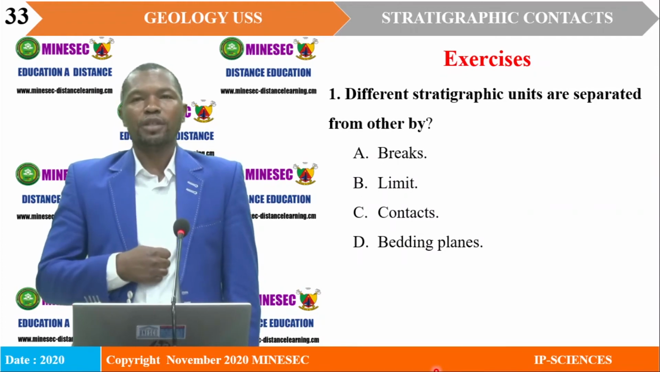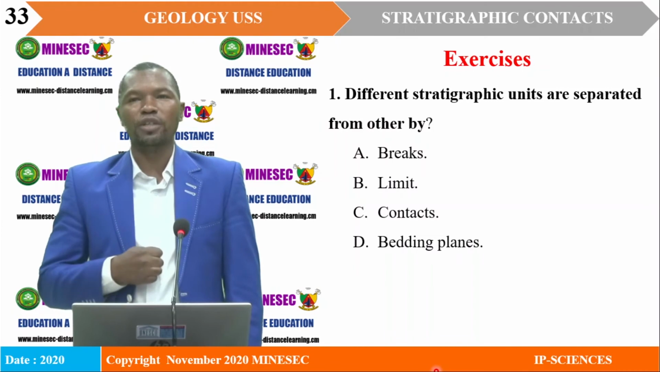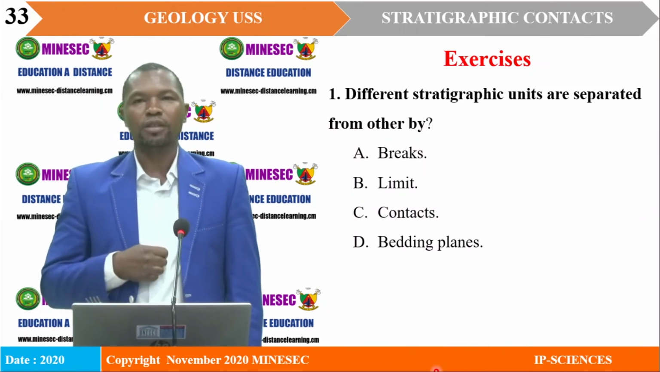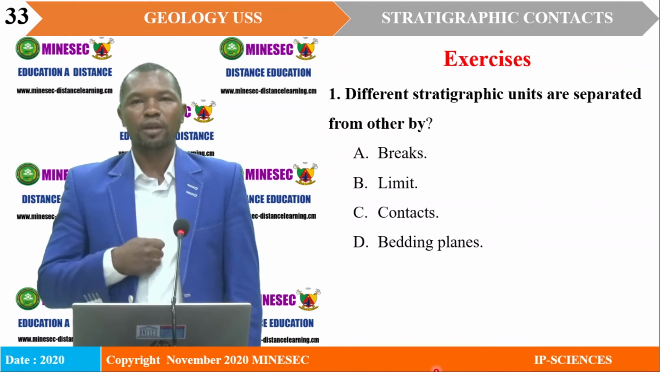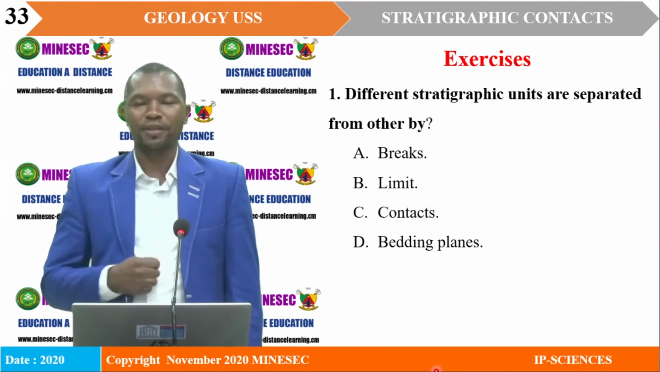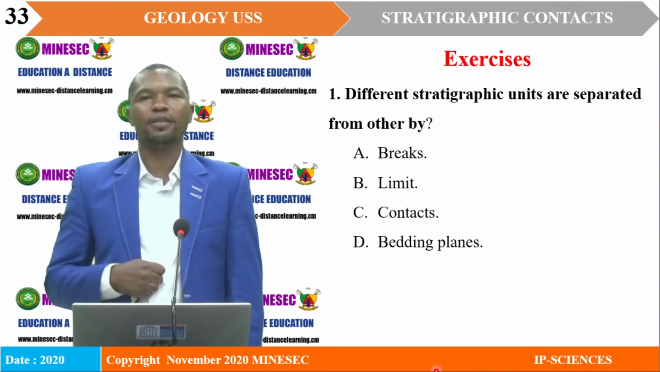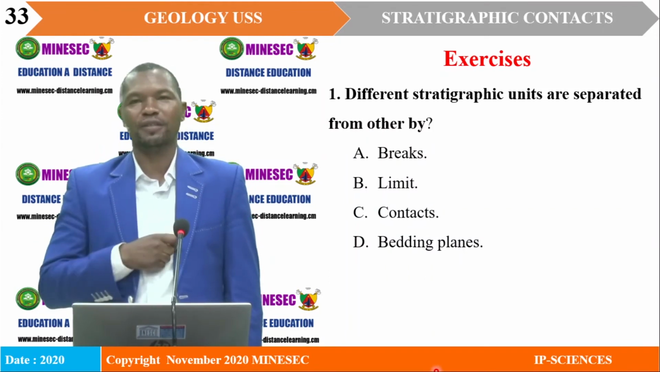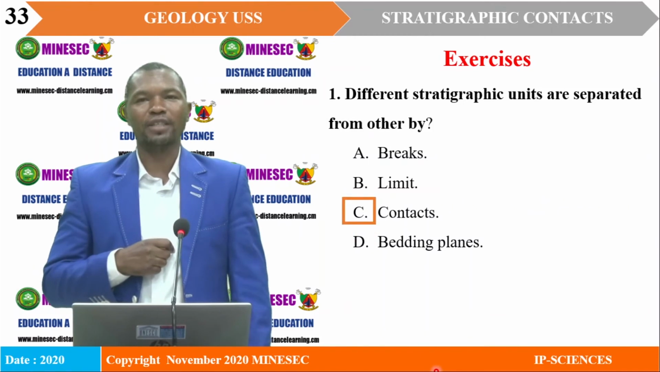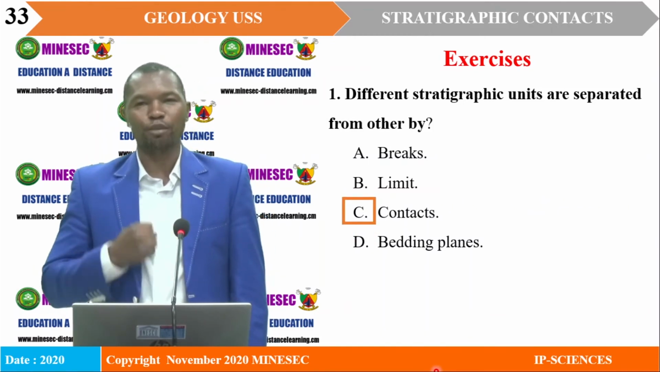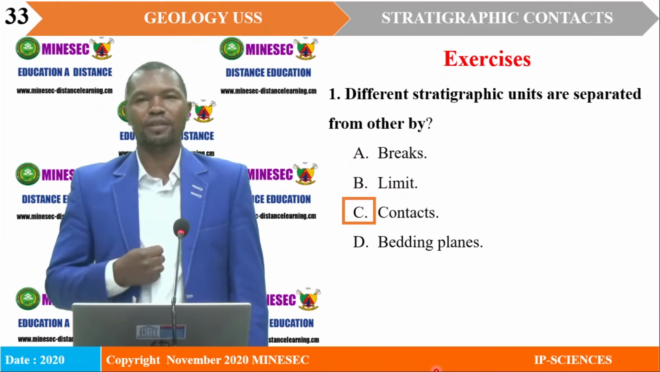Exercise number one. Different stratigraphic units are separated from others by A, breaks, B, limit, C, contacts, D, bedding planes. As you reflect, remember we are talking about stratigraphic units. Our correct answer is C, contacts. That is the reason why our topic has been stratigraphic contacts.